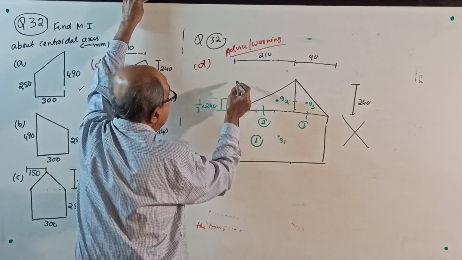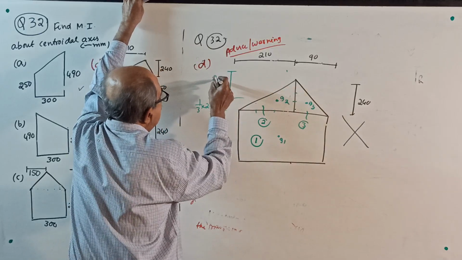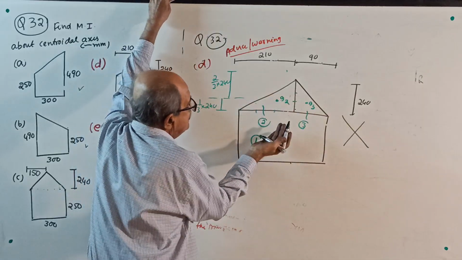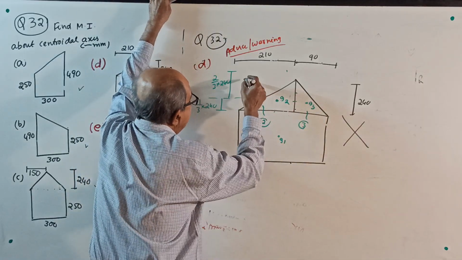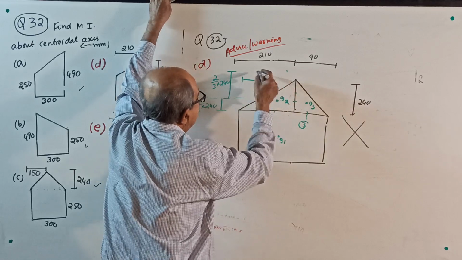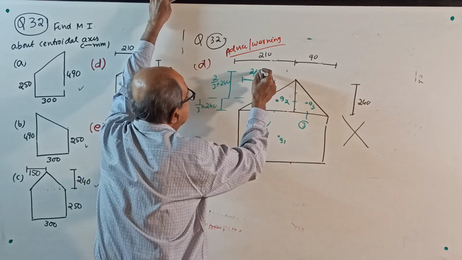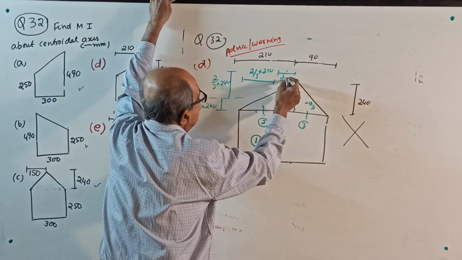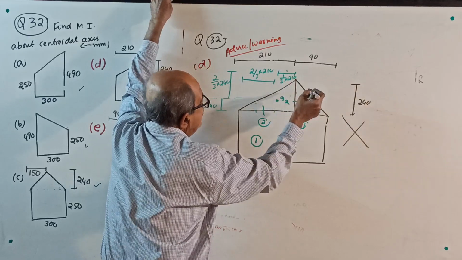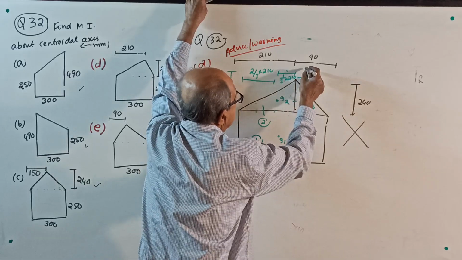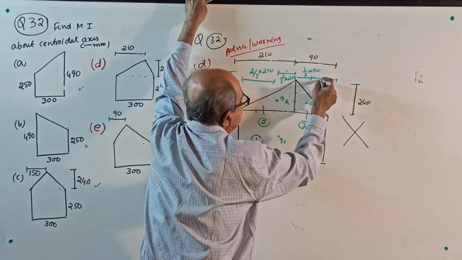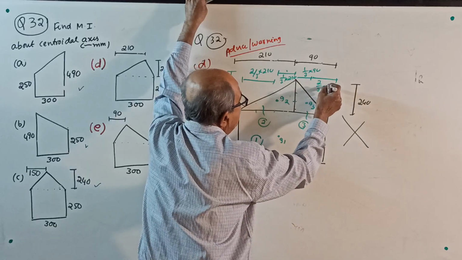So G2, G3 for both of them, this way is 1/3 of 240. From here is 2/3 of 240, common for both. But this way is, see, this is 2/3 of 210. This is 1/3 of 210 here. This is 1/3 of 90. This is 2/3 of 90.